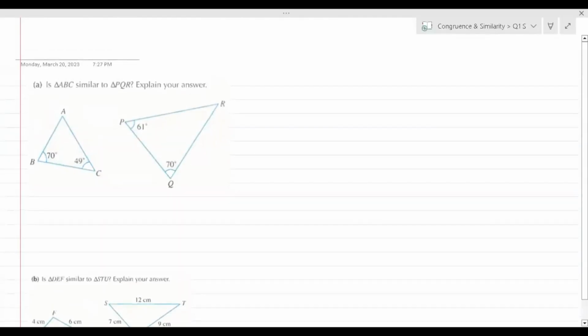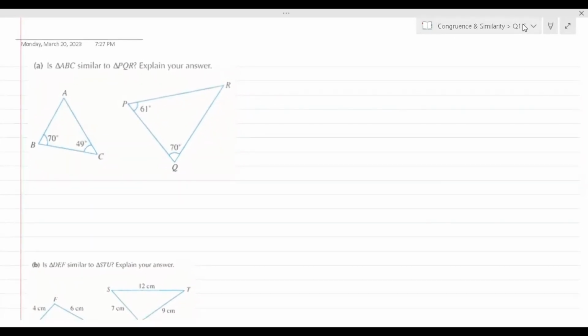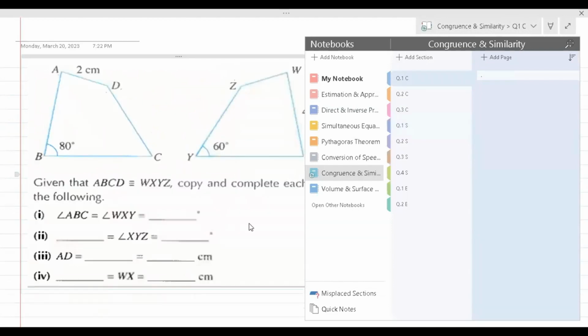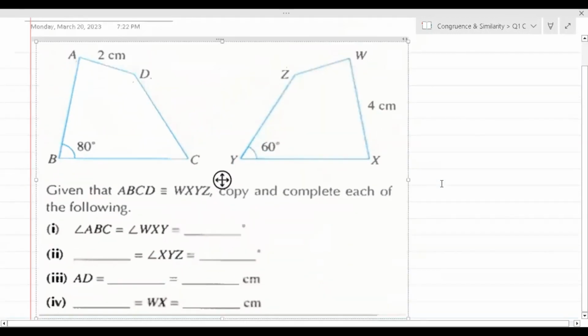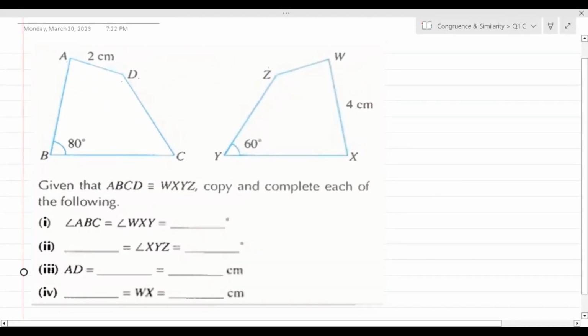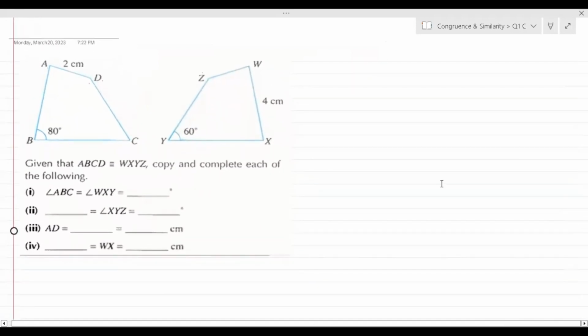All right, this is my first question over here. A, B, C, and D is a quadrilateral, and on the other side W, X, Y, and Z is another quadrilateral. The question here is telling us, if you want, you can take a screenshot of this, maybe for later use. All right, I'm going to squeeze it out a bit because I'll need some space to work on. The question is saying, given that ABCD is congruent to WXYZ, copy and complete each of the following.